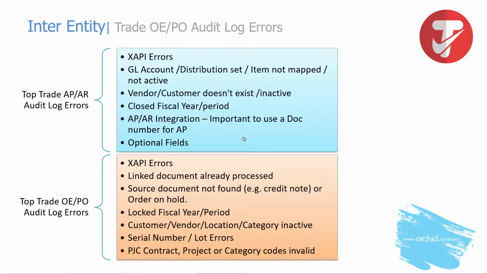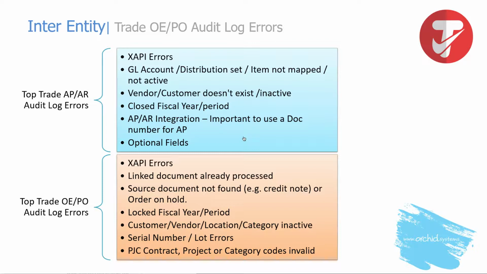So, for example, if the linked documents have already been processed, typically because somebody found a missing transaction and created it manually in the target database rather than reprocessing through OEPO periodic processing. We can find that sometimes the document is not found or that the order is on hold when we're trying to process the shipment. That doesn't work. We have the common locked fiscal year in period or customer vendor being inactive, or location and category coming from the OEPO trade partner setup.